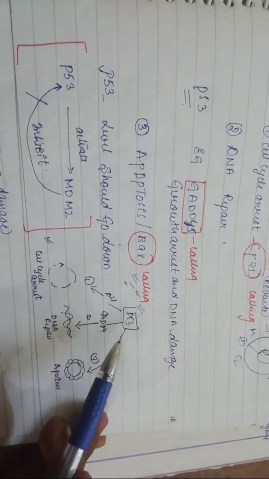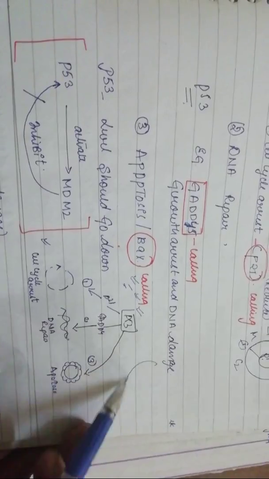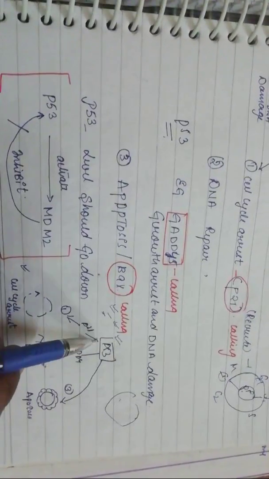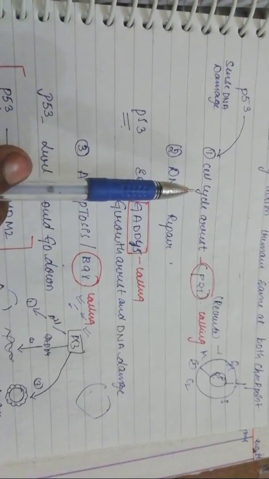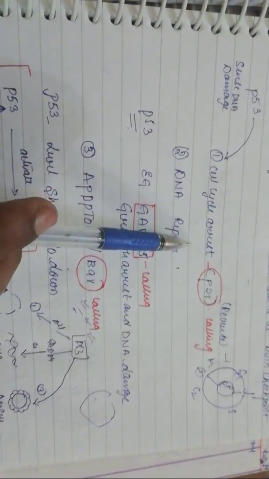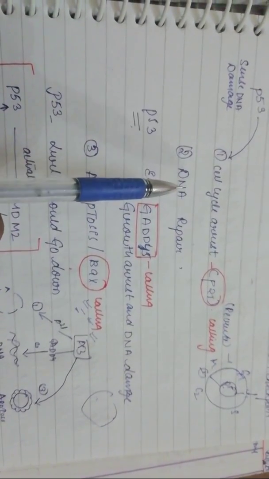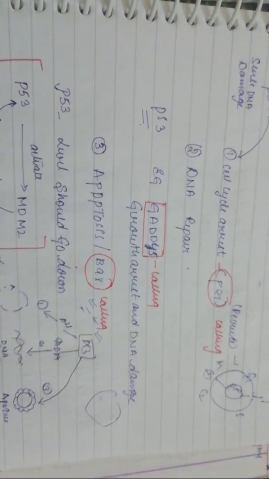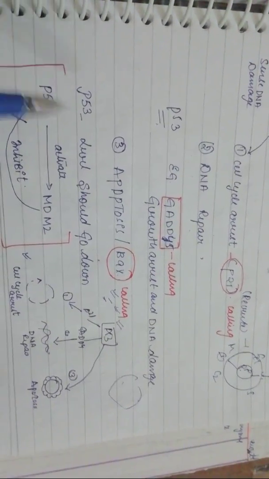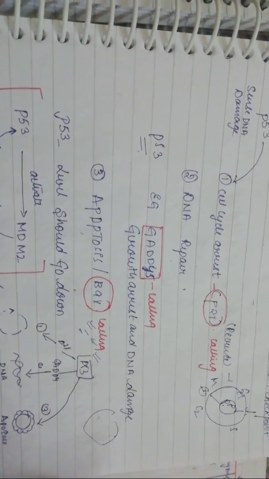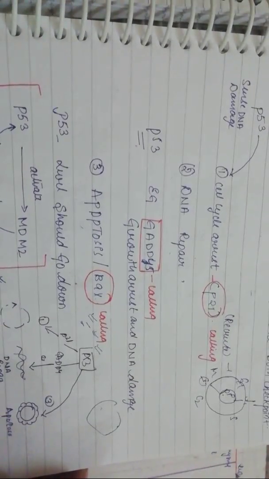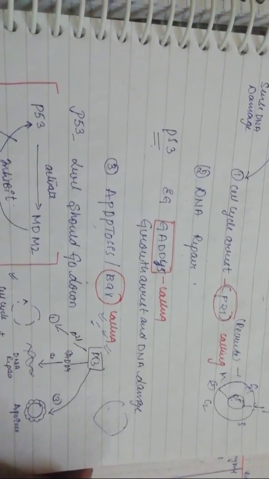Whenever there is damage to the DNA, this P53 does three things. One is it stops the cell, that is cell cycle arrest. The second thing it does is DNA repair, and the third thing it does is apoptosis. So let us go with the first thing. How does this go with P21 here? Let us understand the concept here.